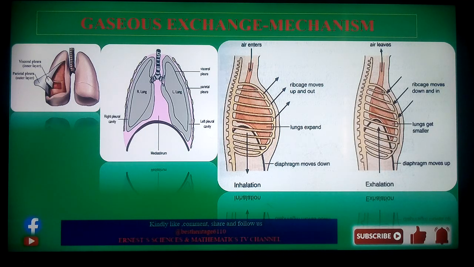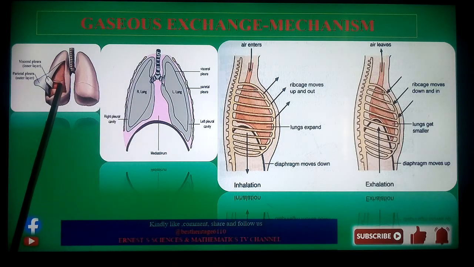on the different makeup of the lungs, which is going to facilitate or play an overall role in gaseous exchange. Now, I mentioned that the lung is protected by the visceral pleura, which is going to be the inner layer creating a lining with the lungs. And of course, we have the parietal pleura, which is the outer layer that creates a lining for the lungs, this outer cavity.